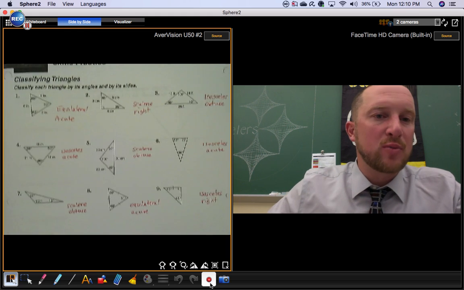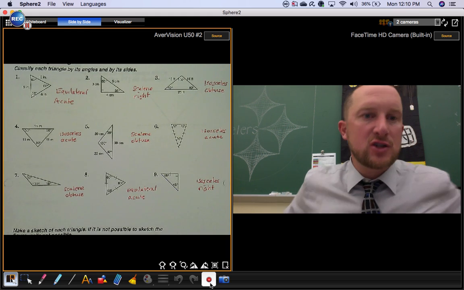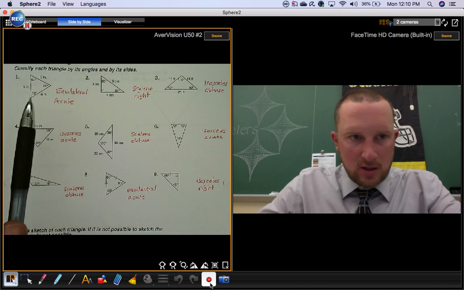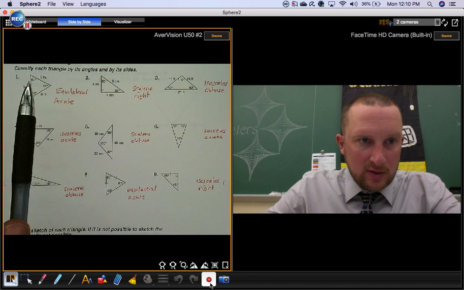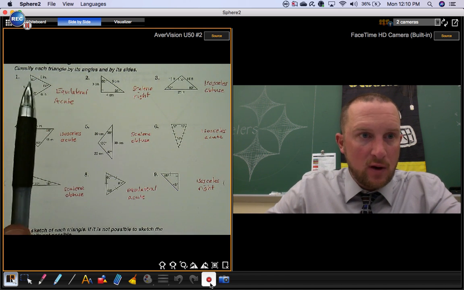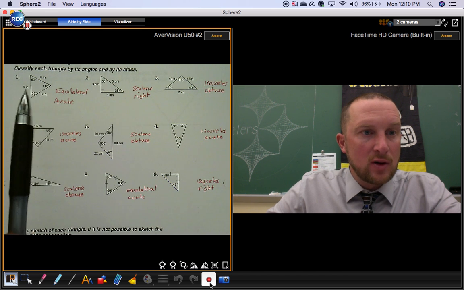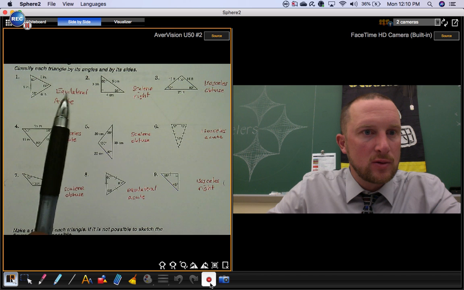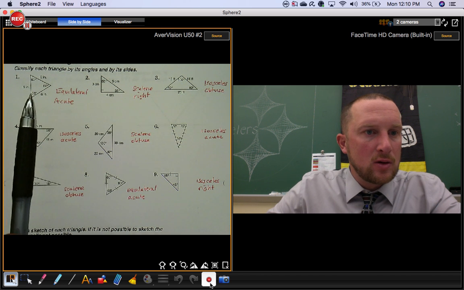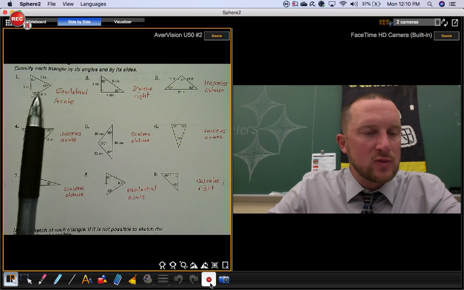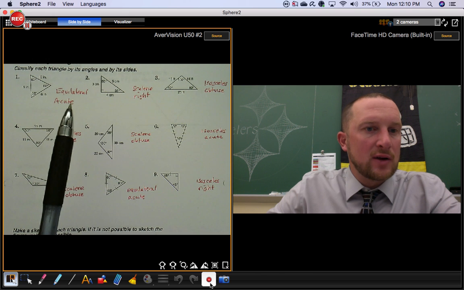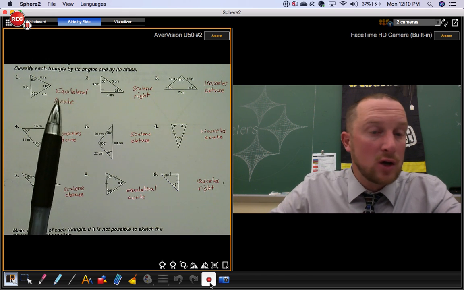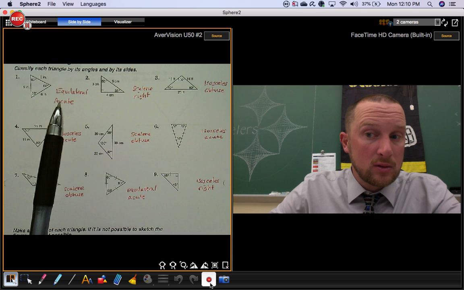Practice for section 5.1. We're going to classify each triangle by its angles and by its sides. So really all we need to do is look at the angles. If all of the angles are the same, then we know that all the sides are the same, so we can consider that triangle equilateral. Now notice how all of the angles are less than 90 as well. That means the triangle is acute. So we'll call this an acute equilateral triangle or equilateral acute. Either one is fine.